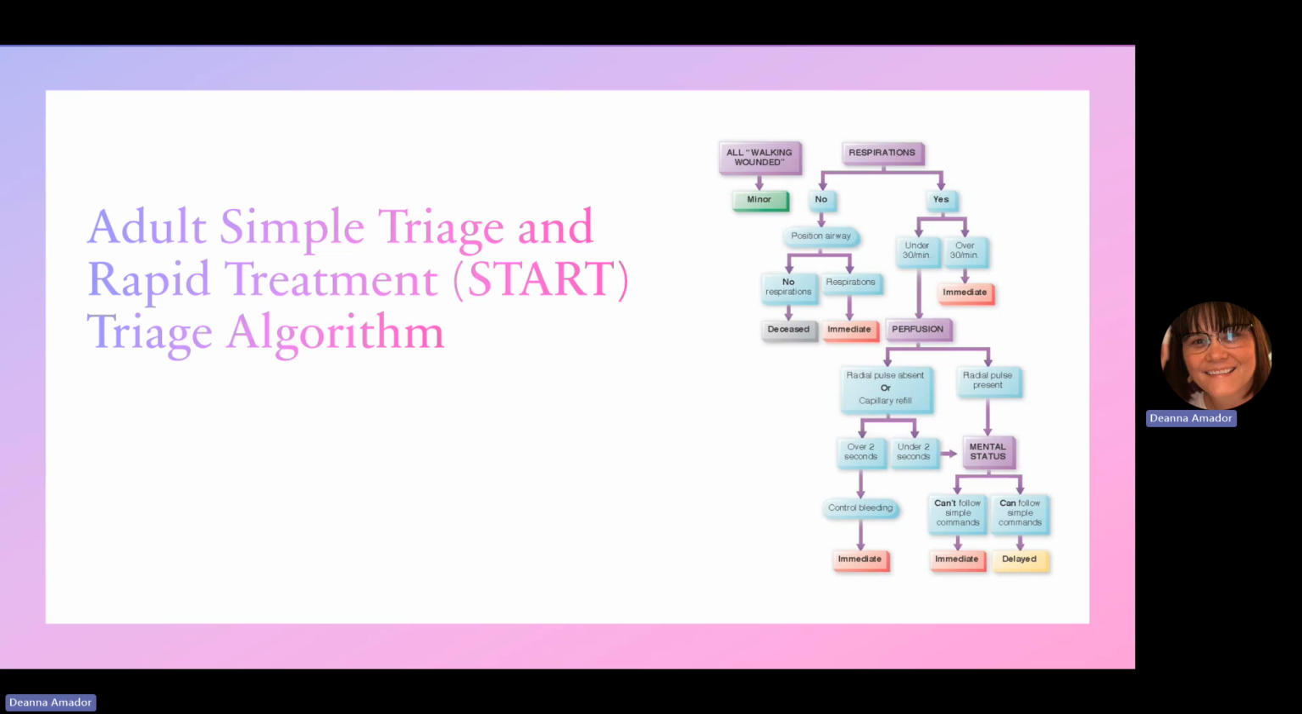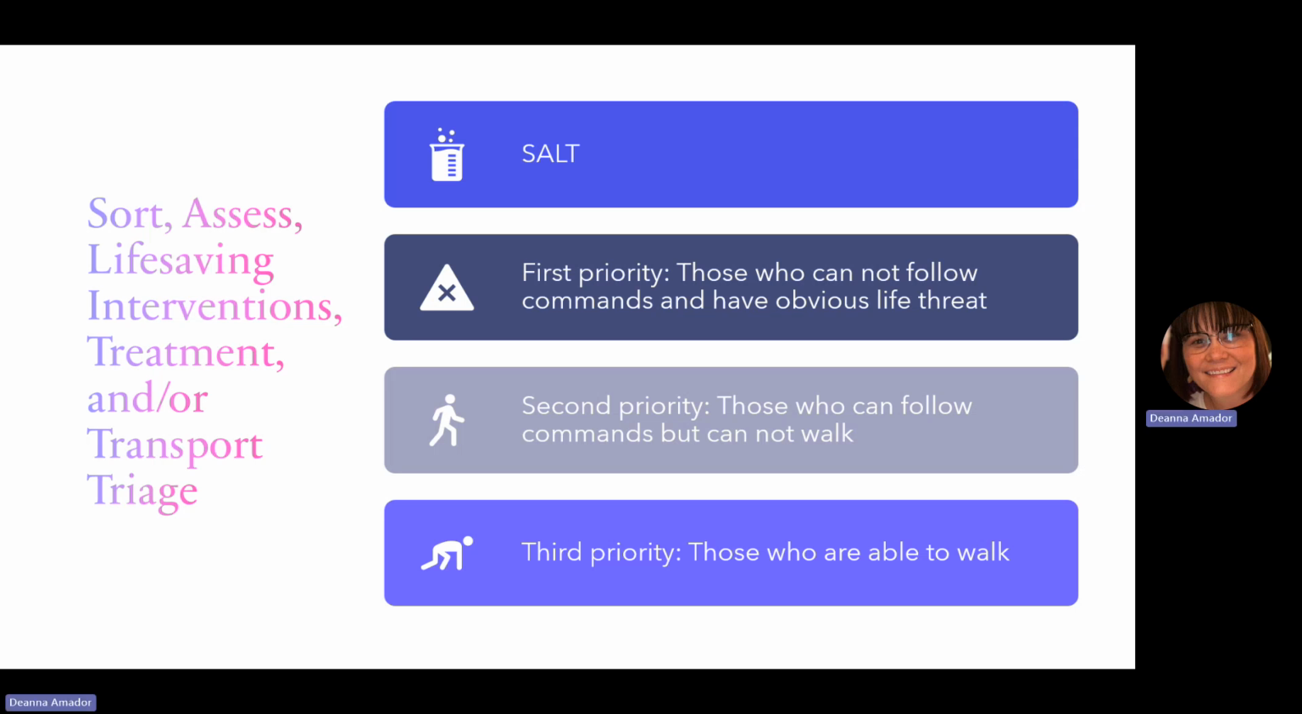The next model that we have is, like I said, SALT: sort, assess, life-saving interventions, treatment, and/or transport triage. This is your SALT model. The first priority is for those who cannot follow commands and have an obvious life threat. Second priority goes to those who can follow commands but cannot walk. And then third priority are those who are able to walk.